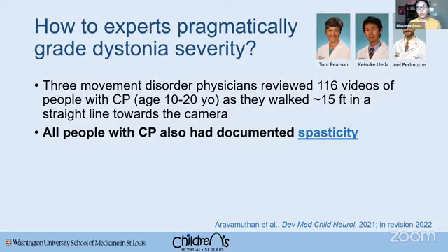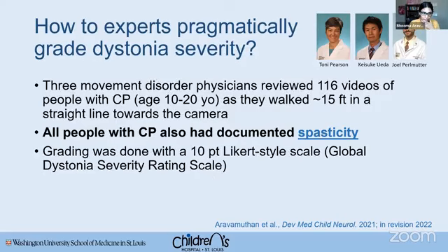All of these people had documented spasticity, and we felt this was very important because we wanted to make sure that we were differentiating dystonia from spasticity in these videos. So this isn't just people who were typically developing gait compared to people with dystonia. This was people with spasticity and no dystonia, and people with spasticity and dystonia, because we wanted to make sure we were providing information that was valuable in the clinic.